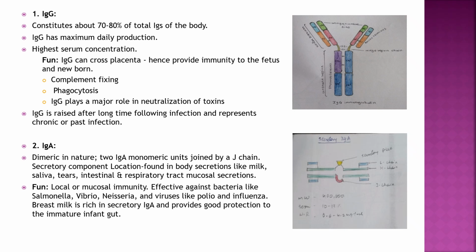IgA is dimeric in nature. It has two monomeric units joined by a J chain and a secretory component. Location: IgA is found in body secretions like milk, saliva, tears, and intestinal and respiratory tract mucosal secretions. Function: local or mucosal immunity. It is effective against bacteria like Salmonella, Vibrio, Neisseria, and viruses like polio and influenza. Breast milk is rich in secretory IgA and provides good protection to the immature infant gut.